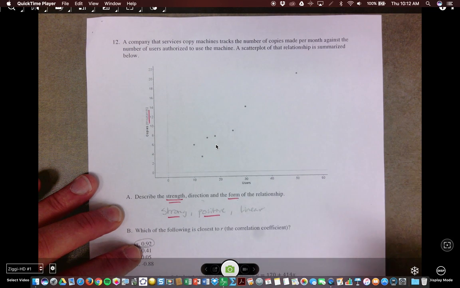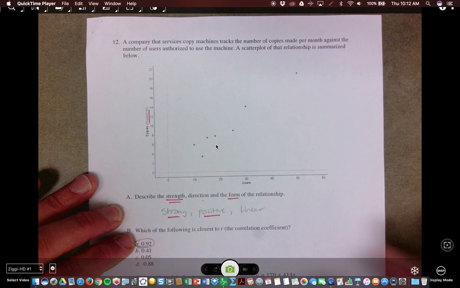And then the idea of the form of this relationship is, generally we're going to call it either linear or not linear. Anything that's not linear is going to have a definite curve to it. So you might see a scatter plot that looks like a parabola or maybe looks like an exponential function.